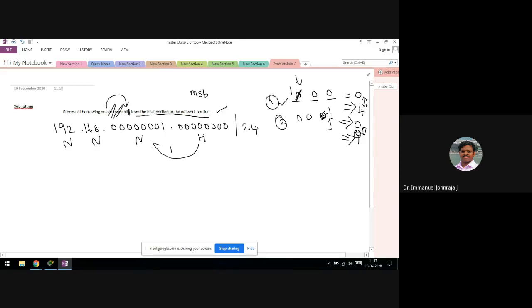Hence, we normally call this the least significant bit, which means probably the least important bit. This is going to be the most important bit, or most significant bit. There could be any number of other explanations as well, but this is one of the reasons why it is called the most significant bit. Okay, let's come back to our story. So I'm going to borrow one bit from the host portion. That's going to be the MSB.